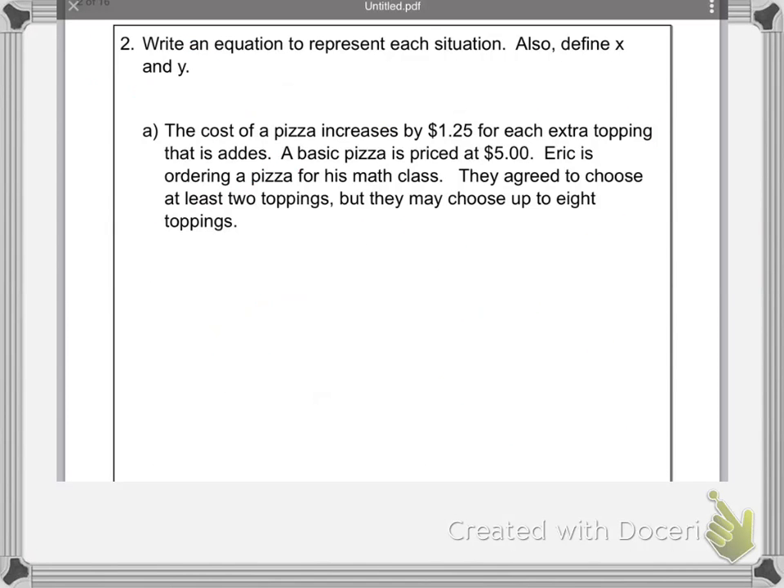Now number 2 says, write an equation to represent each situation. Also define x and y. So the cost of a pizza increases by $1.25 for each extra topping that is added, spelling mistake. A basic pizza is priced at $5. Eric is ordering a pizza for his math class. They agreed to choose at least 2 toppings, but they may choose up to 8 toppings. Okay, we're just going to deal with that first part.